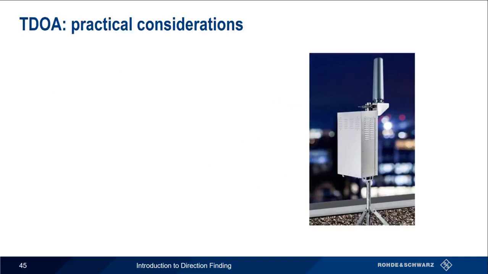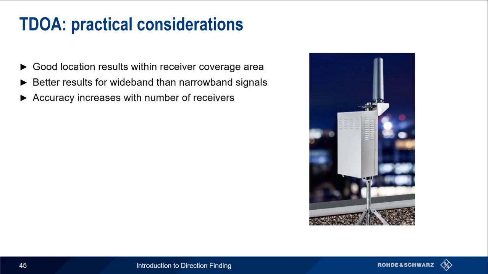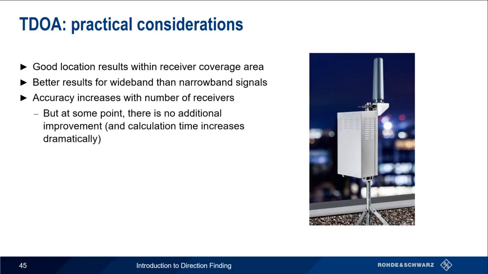Let's summarize the practical considerations with regards to TDOA. As we just discussed, location accuracy is usually quite good within the received coverage area, that is, when the target is surrounded by as many sensors as possible. And as we also discussed, accuracy tends to be much better for wideband than narrowband signals, mostly due to the difficulty in getting a strong correlation peak, and thus a time offset, for narrowband signals. Adding additional TDOA sensors to the network offers better accuracy, but at some point there's no additional improvement, and calculation time begins to increase dramatically. That point is usually in the neighborhood of 6 sensors.